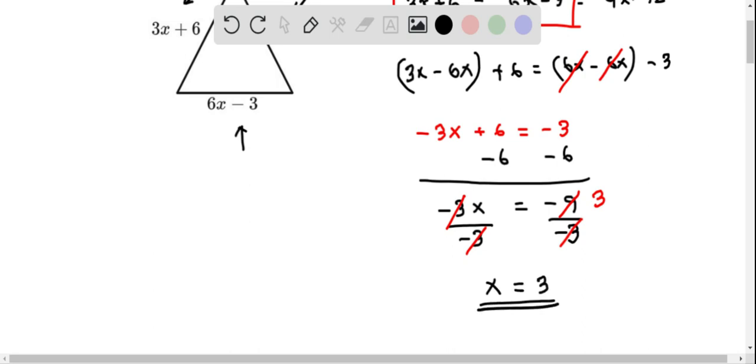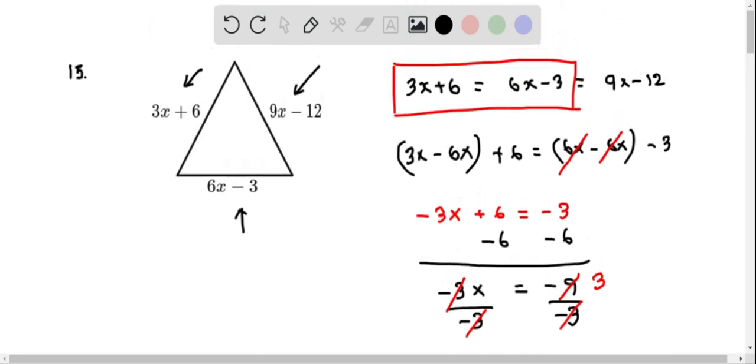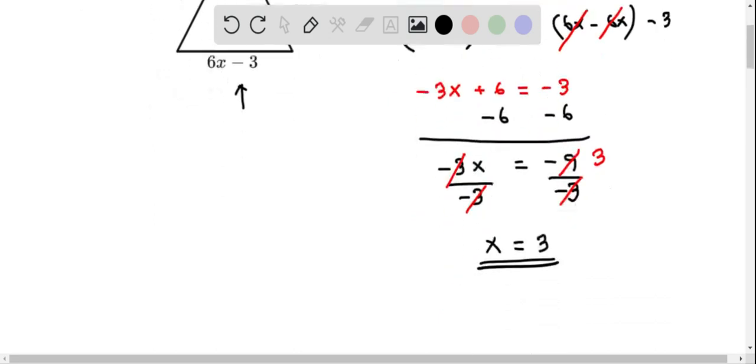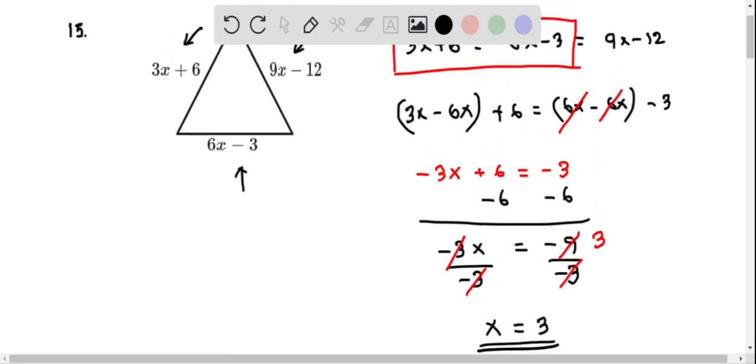So we have determined the value of x, which means we can substitute into any one of the sides, because all three sides are congruent. We plug in the value x equal to 3 into one of the sides to determine the side length. Let me plug into this one, which is 6 times x minus 3. When I plug in, it becomes 6 times 3 minus 3, which is 18 minus 3, that is 15. So the side length of this equilateral triangle is 15.